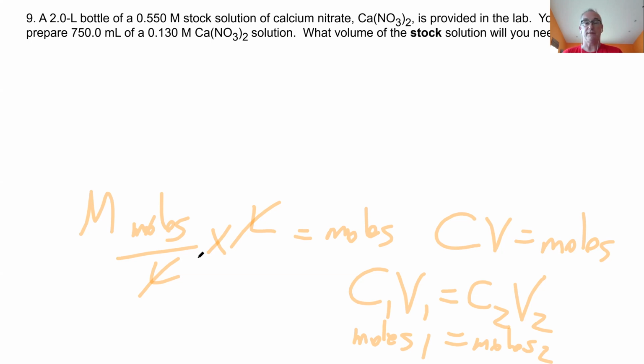So my dilute solution is the 0.130 molar solution. How am I going to determine how many moles there are?